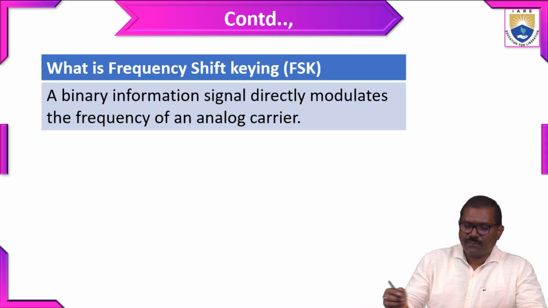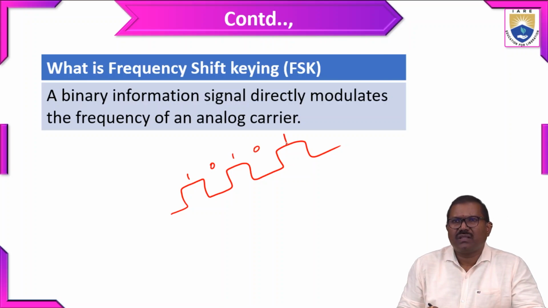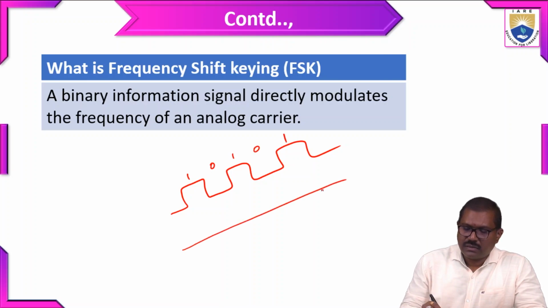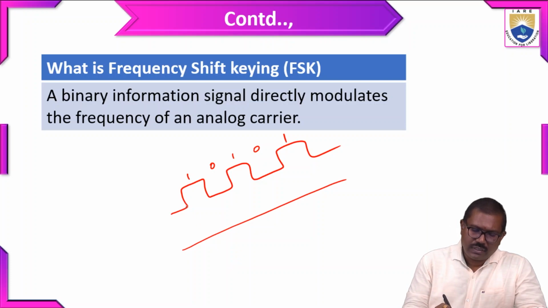We can see, for example, this is the digital signal, 1, 0, 1. Here the FSK gives two different frequencies for symbol 1 and symbol 0. For example, like that.